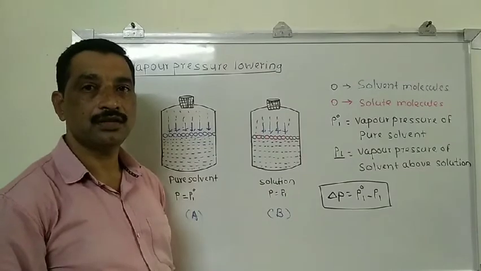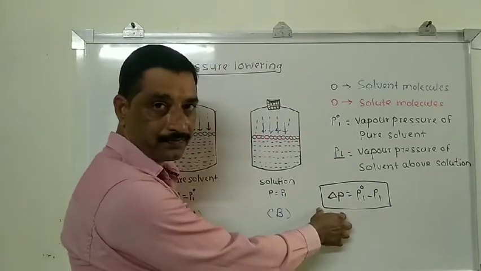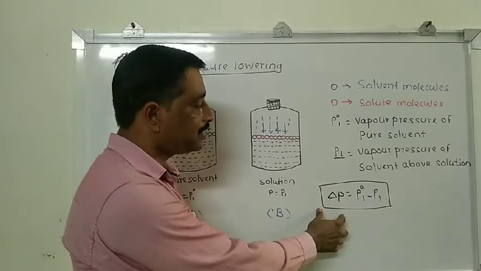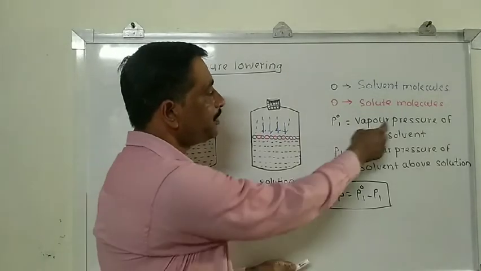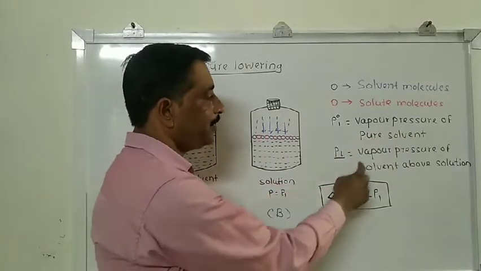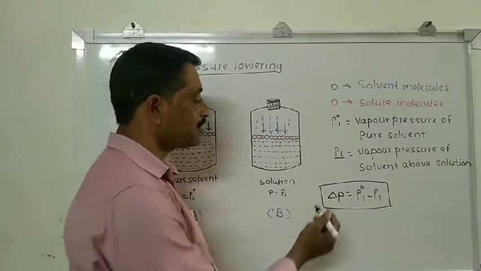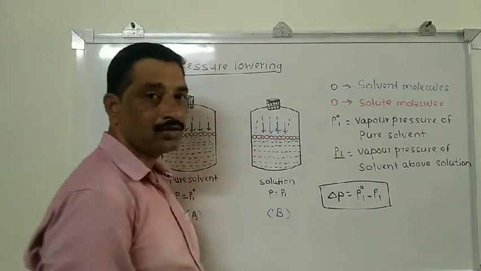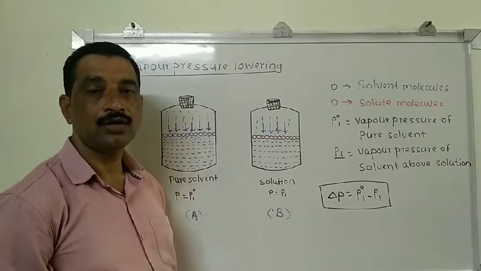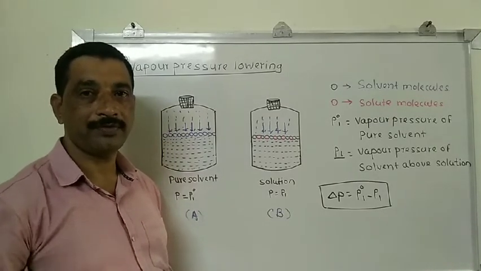So what is the lowering of vapor pressure? Vapor pressure lowering is the difference between the vapor pressure of pure solvent and the vapor pressure of solvent above the solution. That is called vapor pressure lowering. So this is about the vapor pressure lowering or lowering of vapor pressure.